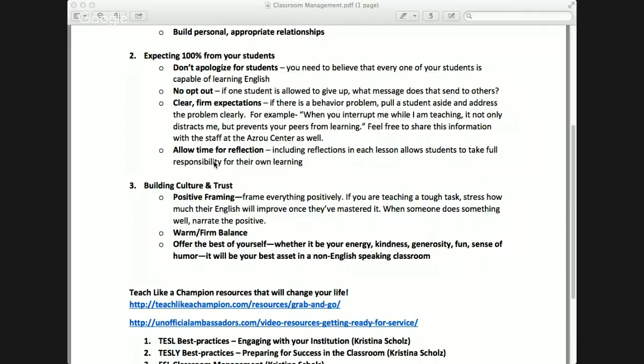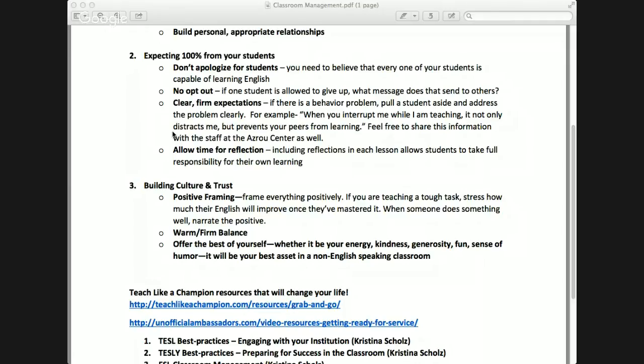Having clear and firm expectations is really important. I highly doubt you will have any of these behavior problems. But if there is something, for example, if you're trying to teach and a student interrupts you and it distracts you, you might pull that student aside and explain exactly your problem. Like, when you interrupt me while I'm teaching, it distracts me and it prevents your peers from learning. Please stop. You're going to need to raise your hand if you want to speak in class.